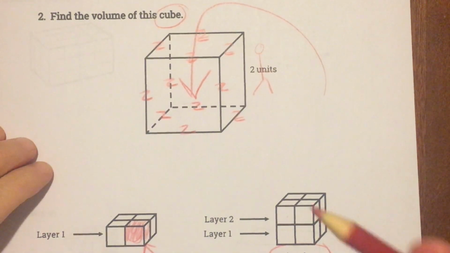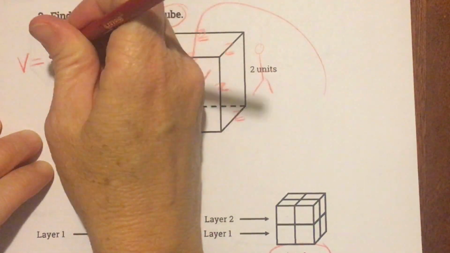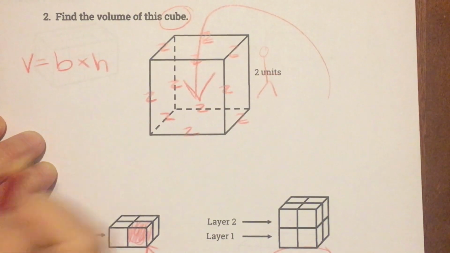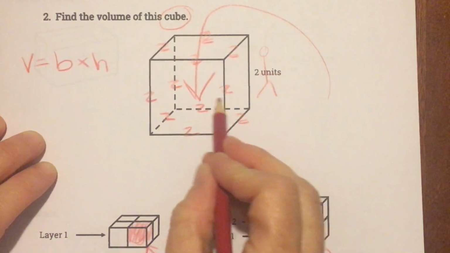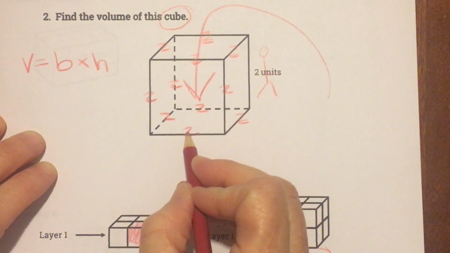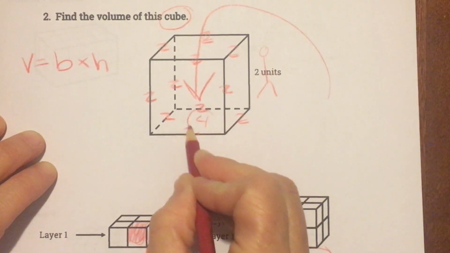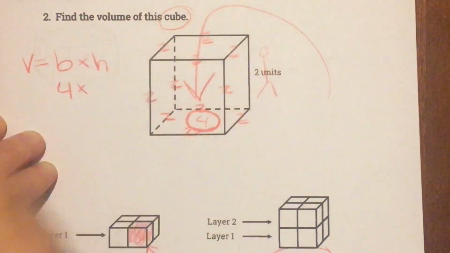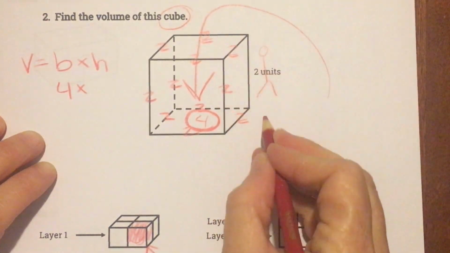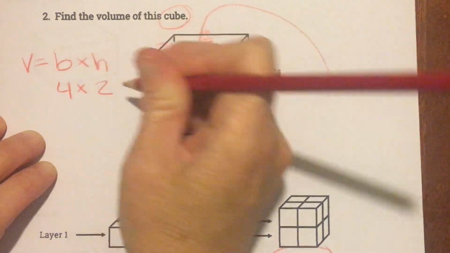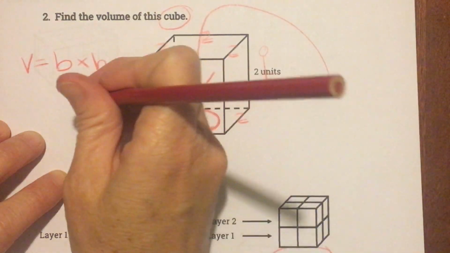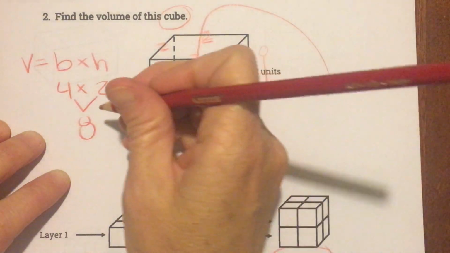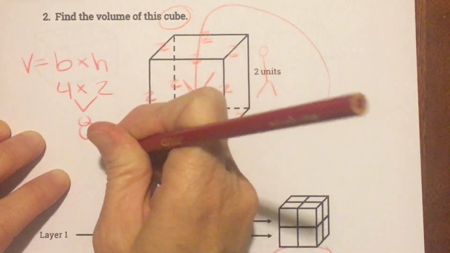So remember my steps. My first step says I'm going to write my formula. So I'm going to start with this formula, base times height. Okay, so my base is the area of my bottom. So how many are on my bottom? Well, if this is 2 and this is 2, I find area by multiplying length times width. So my area is 4, and my height is my up-down number. So my height is 2. Then I solve, and I get 8, and then I add my measurement cubed. So this one would be units cubed.